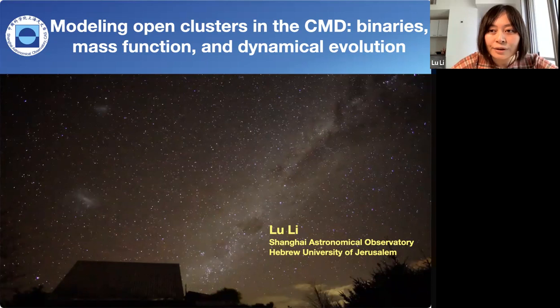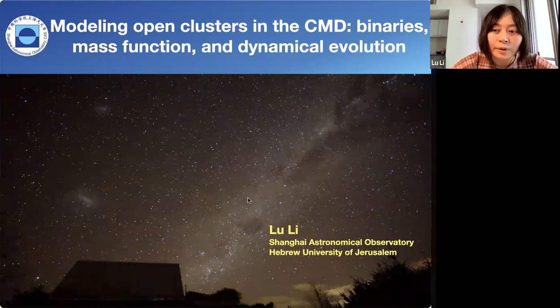So today I would like to introduce our recent work using a mixture model to model the open clusters in the color-magnitude diagram to study the unresolved binaries, mass function, and the dynamical evolution of the clusters.